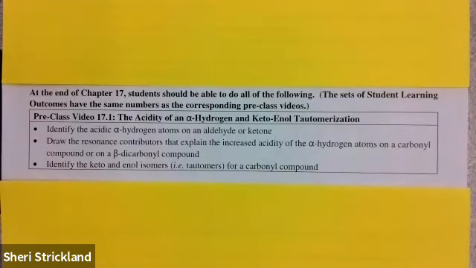In this video, we will investigate the acidity of an alpha hydrogen and keto-enol tautomerization. Take a minute to read through these student learning objectives. These are the things you should be able to do by the end of this video so that you're ready for the things we will do together in class.